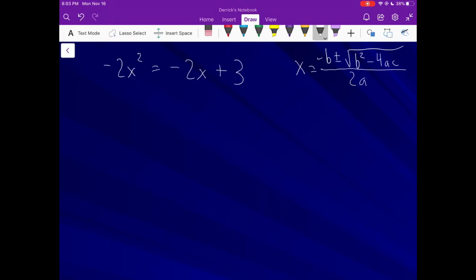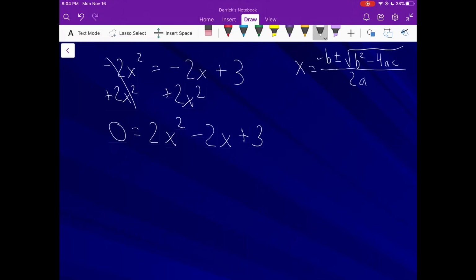So I would probably choose to add 2x squared to the right side of the equation, giving us 0 equals positive 2x squared minus 2x plus 3. To be clear though, it's entirely up to you. You could leave it as negative 2x squared, add the 2x over, and subtract the 3 over. You will have different numbers than I do to plug into the quadratic formula, but it will still give us the same answers at the end either way. It truly does not matter.